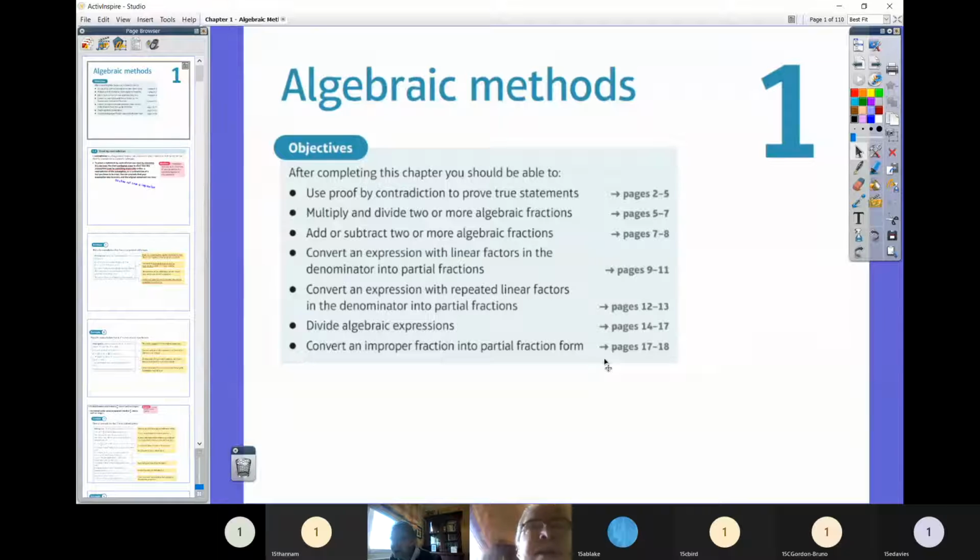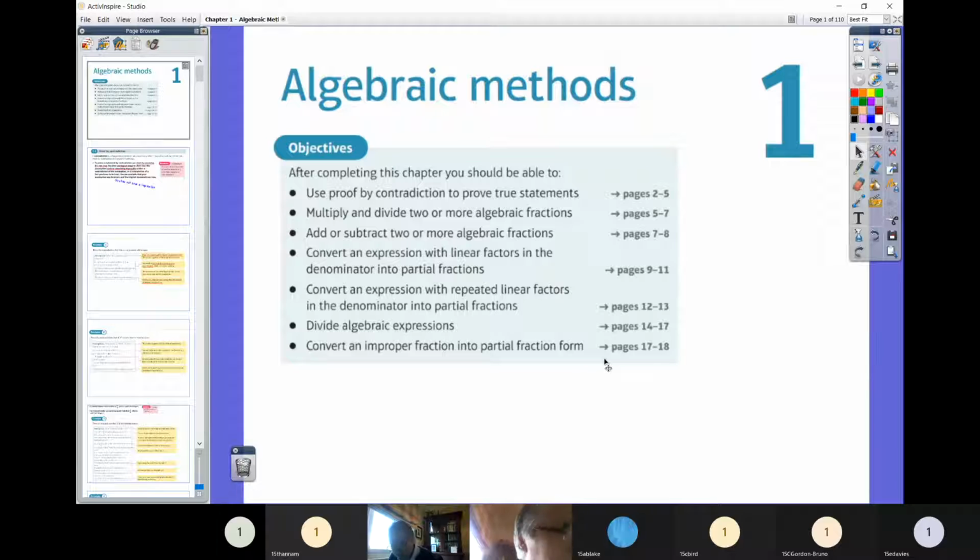Now you will see that chapter 1 has got the proof by contradiction being 1.1. Now we're going to come back to that. I think that's quite awkward. Okay, it's a unit in its own right. It has its own unit test. So for now, I want us to skip that.